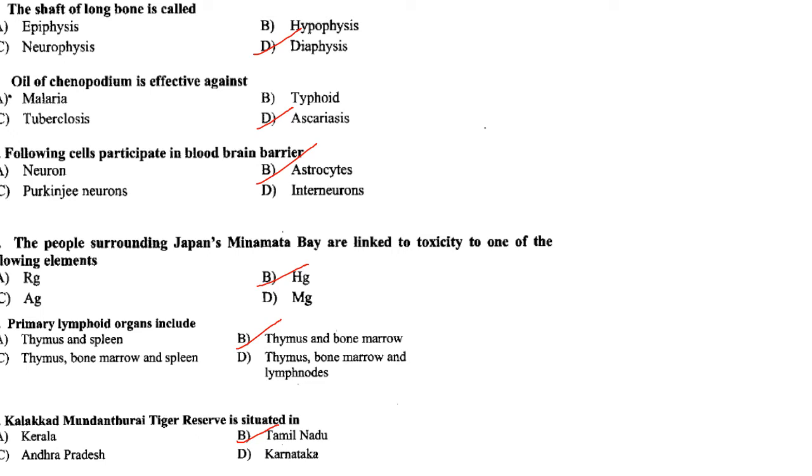Then primary lymphoid organs include the thymus and the bone marrow. Answer is option B. Kalakkad Mundanthurai Tiger Reserve is situated in Tamil Nadu.